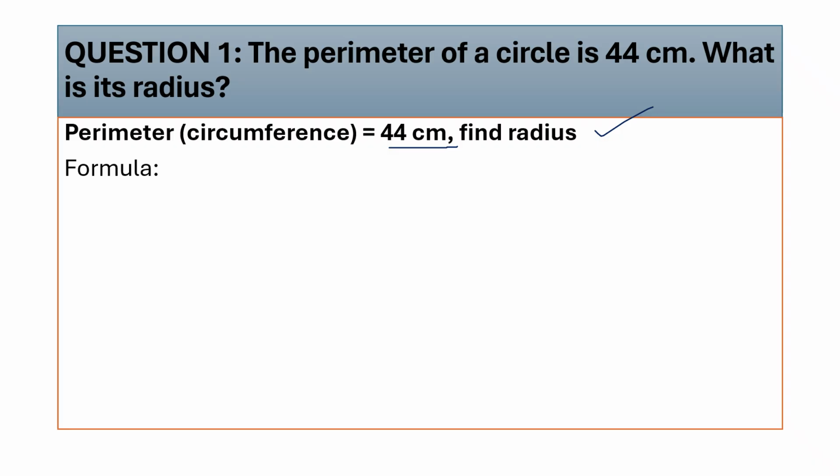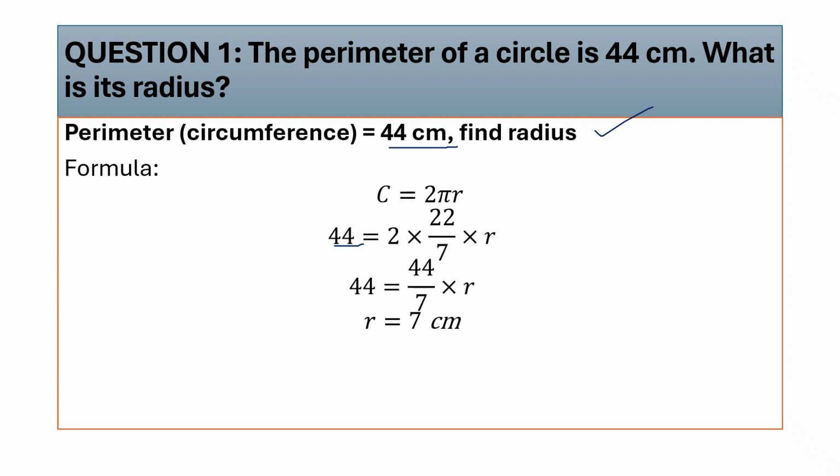Now, how do we find the radius? First important thing is that you have to write the formula. So what is the formula for the circumference of a circle? That is 2 pi r. Substituting the value of circumference, which is 44, 2 into pi r. Now what is the value for pi? If it is not given, you can take 22 upon 7. And when you substitute and calculate, you will get radius as 7 centimeter. So what was asked here? The perimeter is given. What is its radius? 7 centimeter. And the answer will be 7 centimeter.